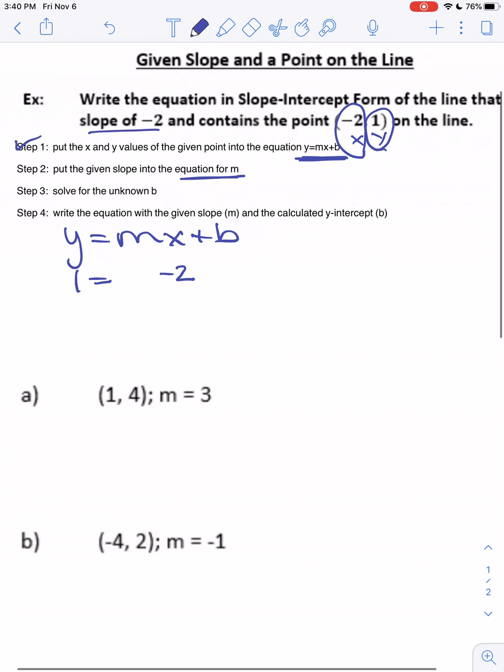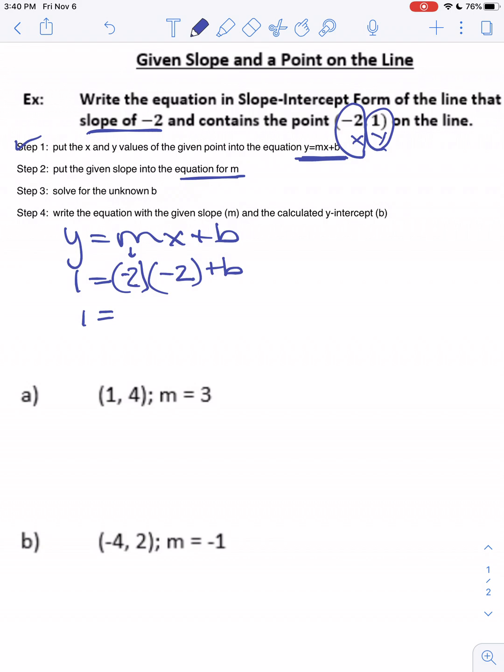Step 2, now we're going to put the slope of the equation in for m. We're given that the slope is -2. So I'm going to put in place of m a -2. And then we're going to bring down the plus b. That's our unknown. So now we're going to simplify. So I get 1 equals -2 times -2 is 4 plus b. Subtract 4 from each side. It looks like our b is going to be -3. All right. Solve for b.